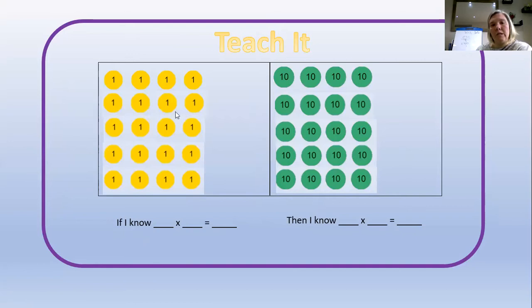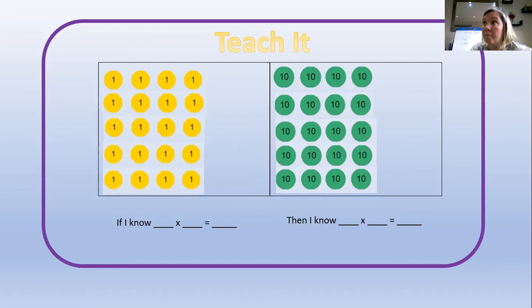So, what is this array showing us? Well, it's got 1, 2, 3, 4, 5 groups, or it's got 1, 2, 3, 4 groups. Doesn't matter which way round you've done it, does it? Whichever you see first is absolutely fine. We'll go horizontally. So it's got 1, 2, 3, 4, 5. And how many are in each group? 1, 2, 3, 4. So we have got 5 times 4.